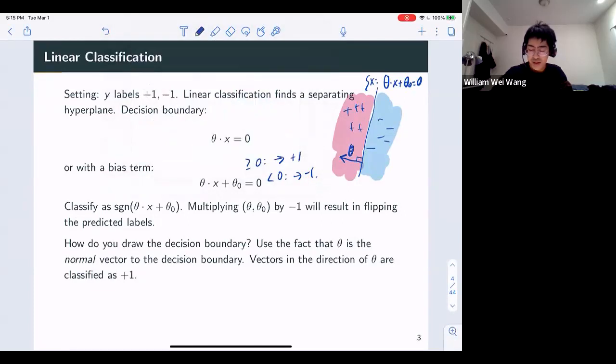So you can see that if I flip the direction of theta, if I say instead of theta dot x, I find negative theta dot x, then it flips the labels, because everything that's in the direction of theta from this decision boundary will be classified as positive. So if theta were going this way, for example, then everything on this side would be positive and here would be negative.